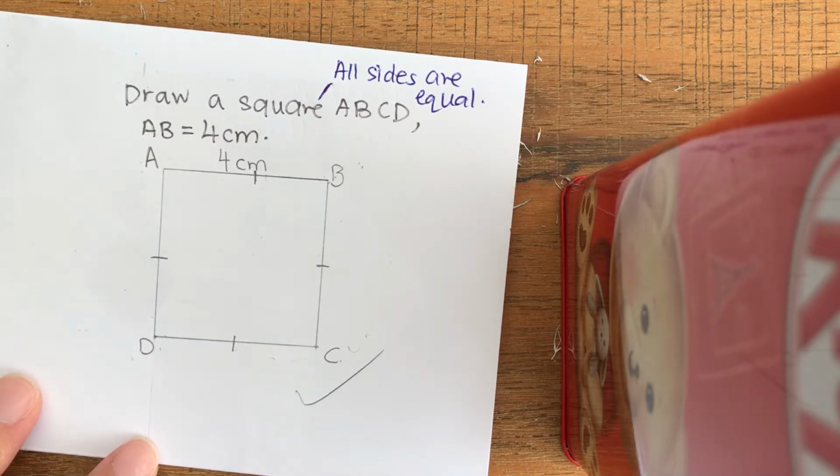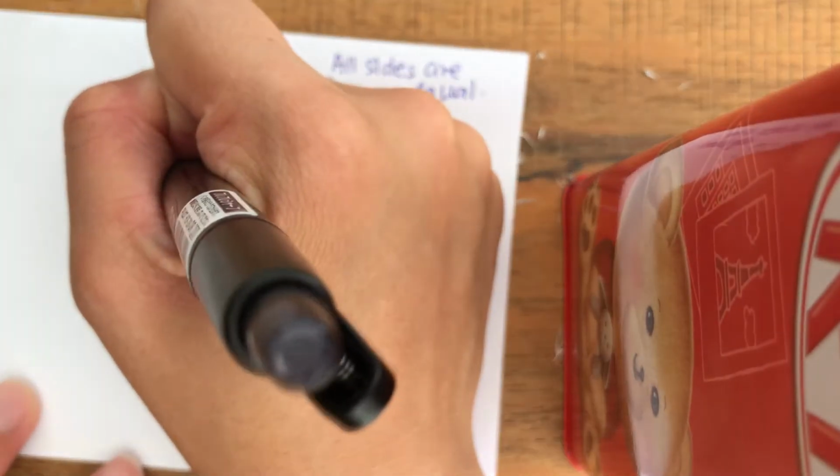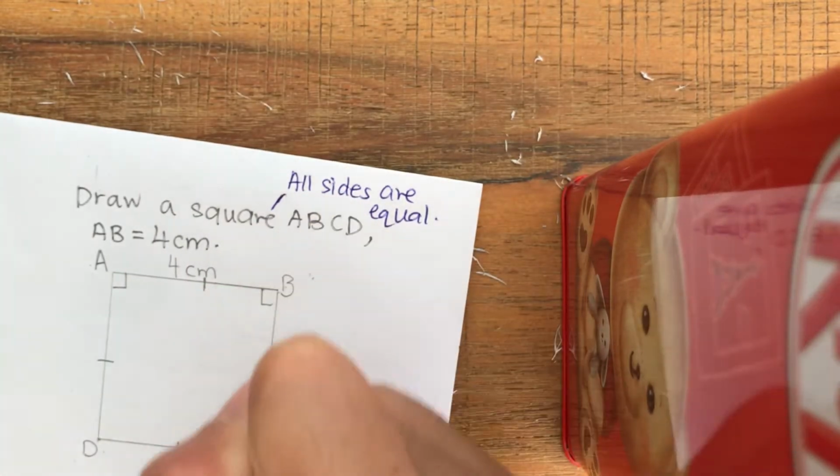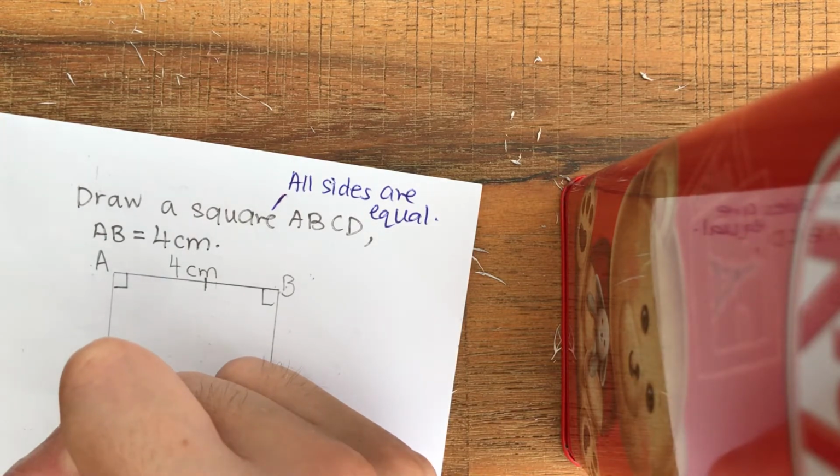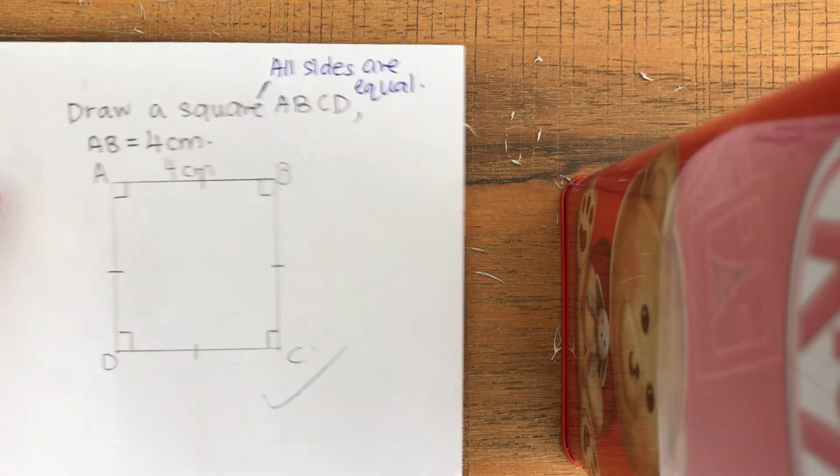One other thing that you can show will be the labeling of your right angle. You can label your right angle as well.